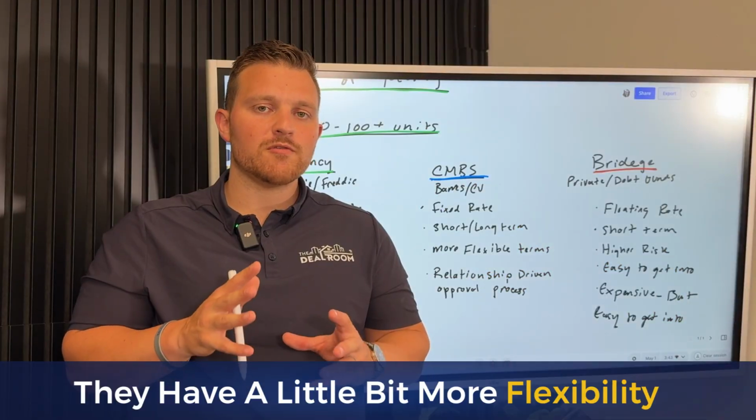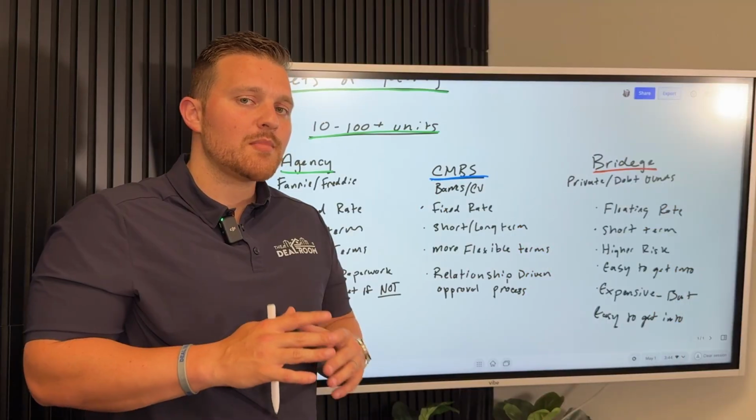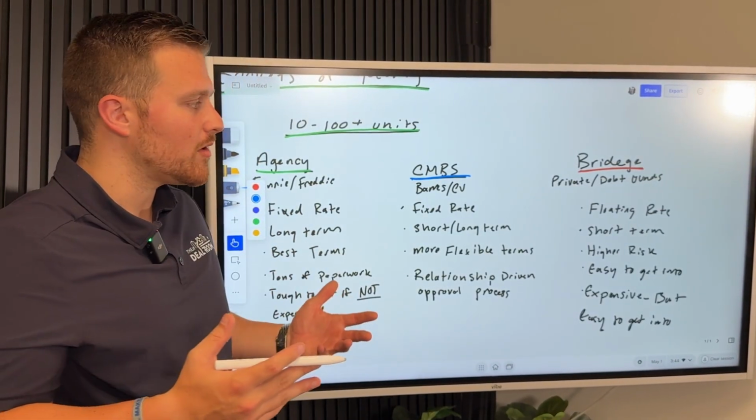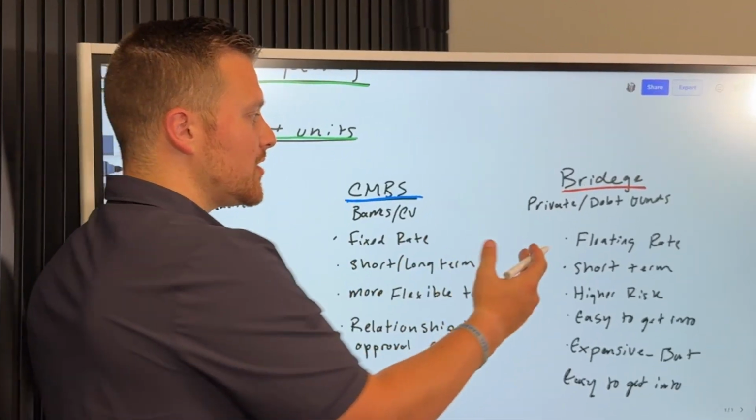They have a little bit more flexibility being a bank as opposed to a government-run agency, and depending on who you know, you might be able to get certain things done. And then the last bucket of money, which everybody's familiar with in single family, is hard money. It's just referred to as bridge debt.